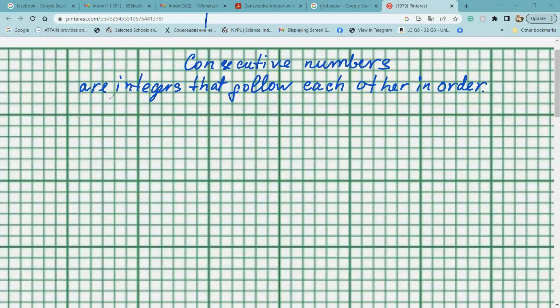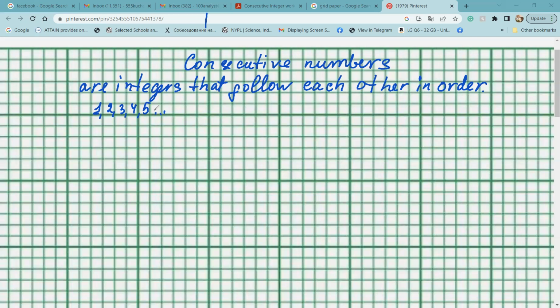For example, let's look at a data set. You have a data set, for example, 1, 2, 3, 4, 5, and so on. And you see that they have a difference of 1 between every two numbers. For example, between 1 and 2, we have a 1. Between 2 and 3, we have a 1. Between 3 and 4, we have a 1, and so on.